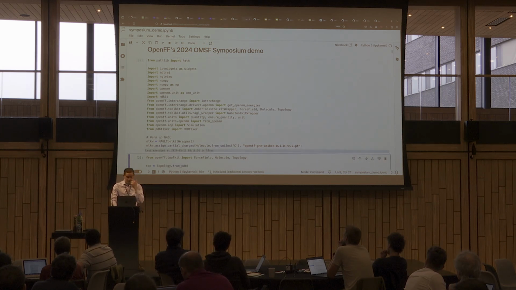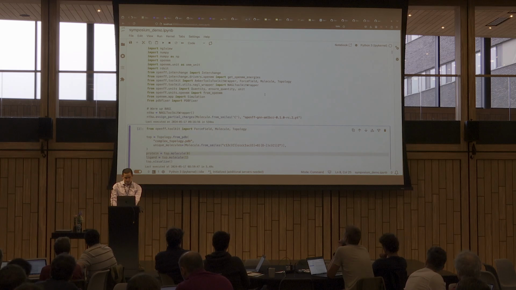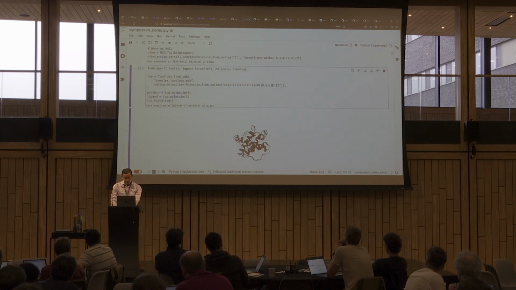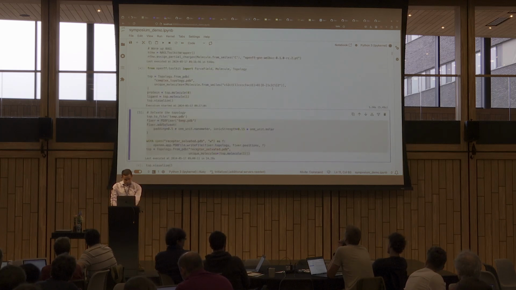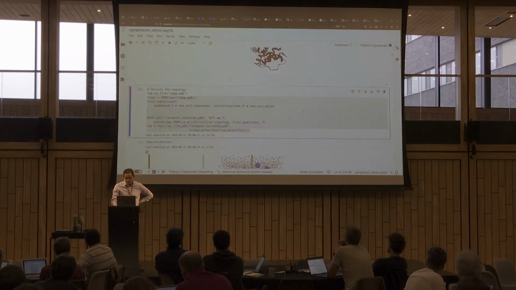But right now I'm running this locally. So I'm going to start with a bunch of imports. There's a lot of gobbledygook, don't worry about this. In fact, let me run this live. Restart kernel, clear outputs of all cells.